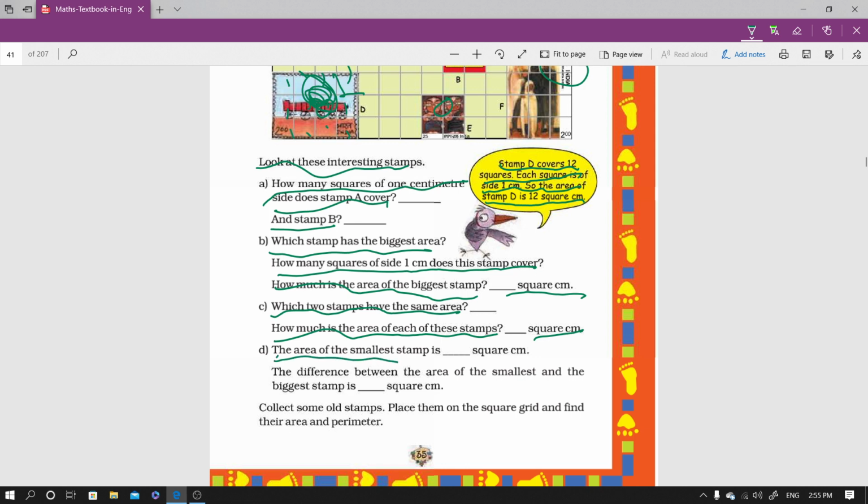The area of the smallest stamp, E, is blank square cm. કેટલા? 1 સેમીનું 1 સ્ક્વેર છે તો 4 સ્ક્વેર છે, તો 4. The difference between the area of the smallest and the biggest stamp is blank square centimeter. Collect some old stamps, place them on the square grid and find their area and perimeter.